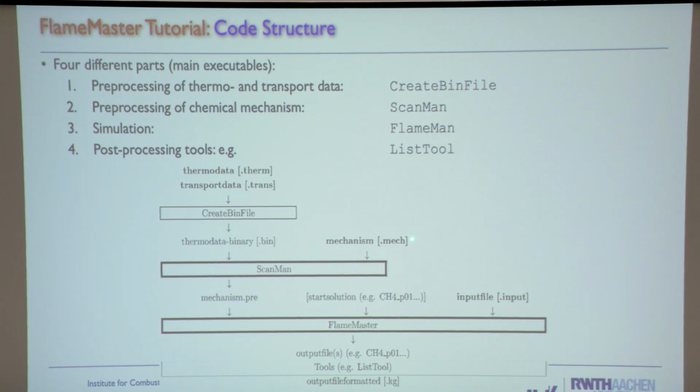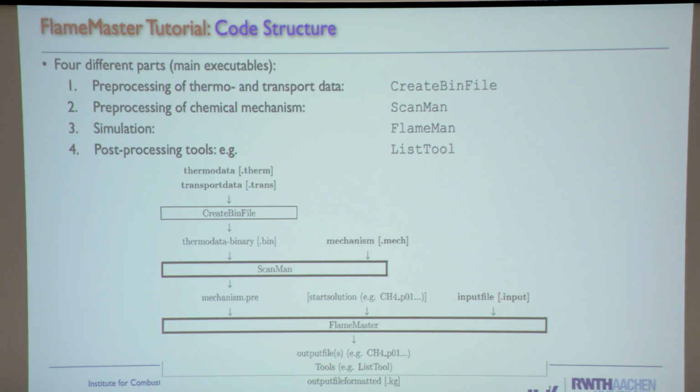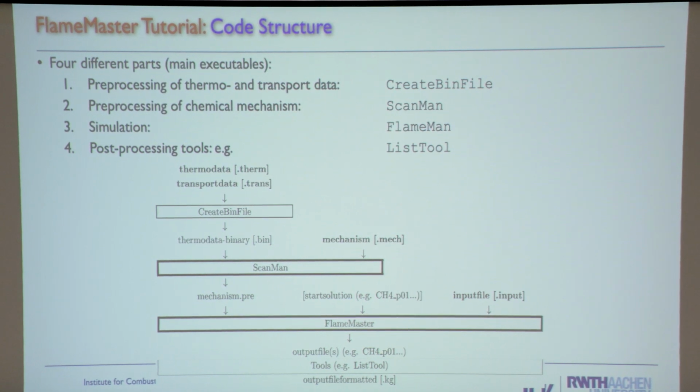Then the binary file and the mechanism file together can be used here with ScanMan to get this pre-processed mechanism file. And then the pre-processed mechanism file and the FlameMaster input file can be used to do any calculation. Sometimes there are different files. For example, we want to compute a premixed flame. It's very good to have a premixed flame solution to start from. Maybe if you want to compute a premixed flame with an equivalence ratio of 1.1, it's good to have one at 1.0. That's actually necessary to get a converged solution.